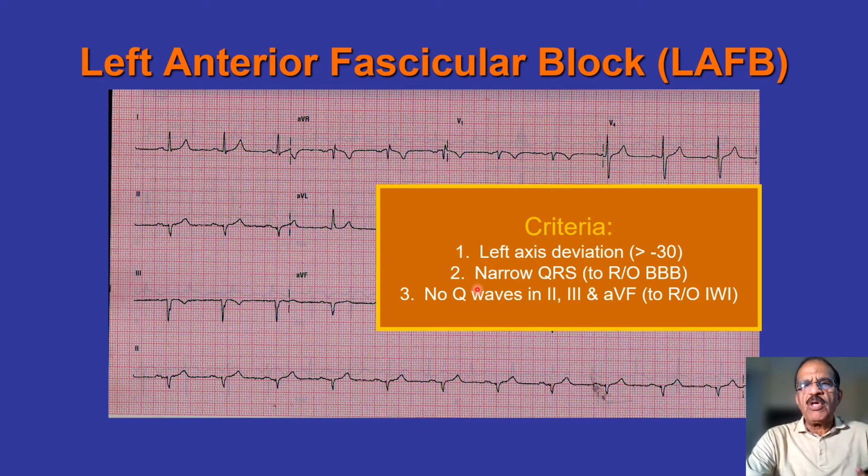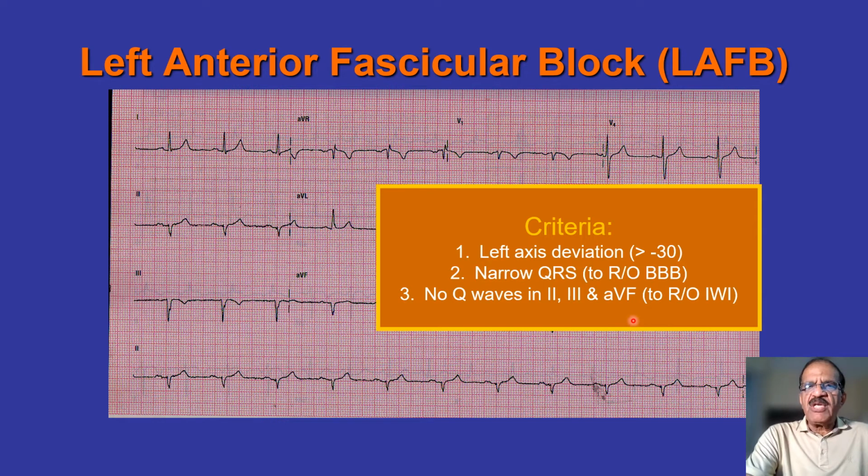That means narrow, not narrower than normal. That means they're not broad. This is basically to rule out any bundle branch block. I forgot to mention in my last module that there is no significant axis deviation in left or right bundle branch block. There could be some, but not very significant. So we have to rule out left bundle branch block in this case because this is left axis deviation. So we would like to rule out left bundle branch block by demonstrating that QRS complexes are not broad, they're narrow. And third is no Q waves in 2, 3, AVF.